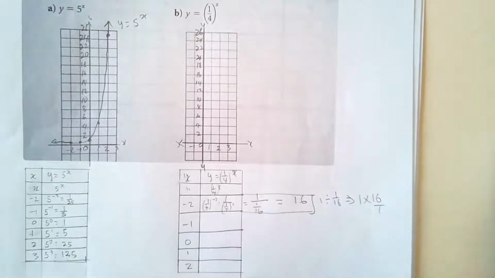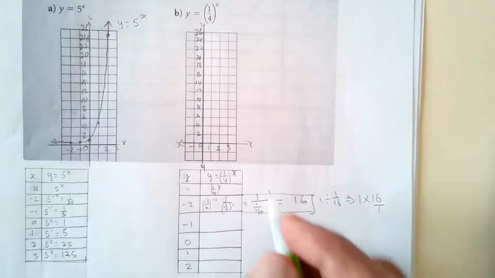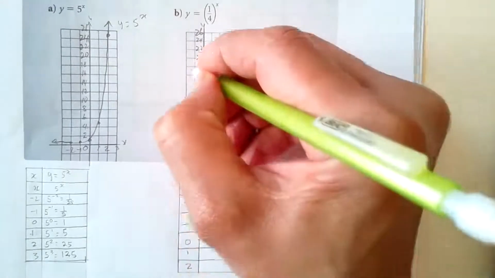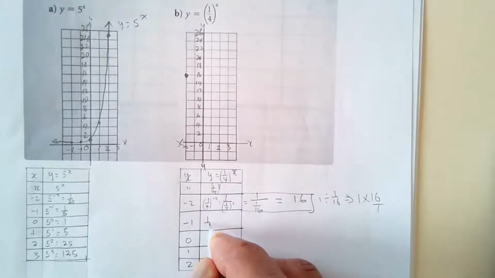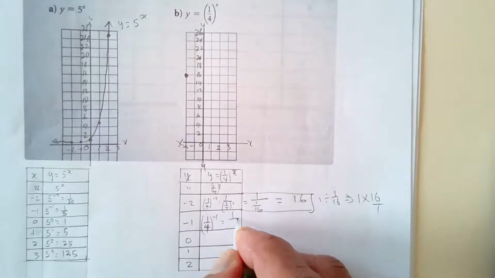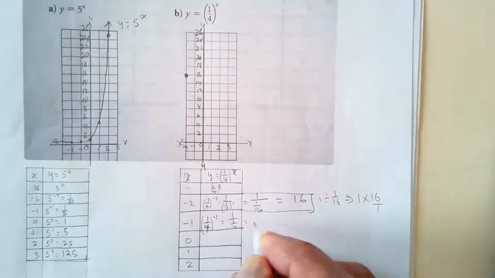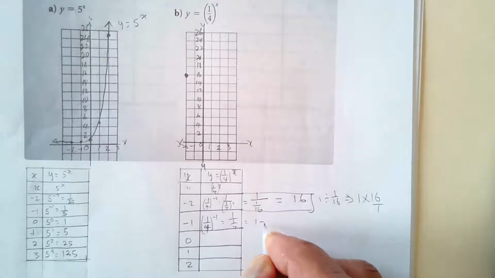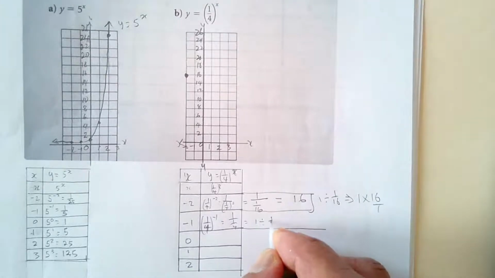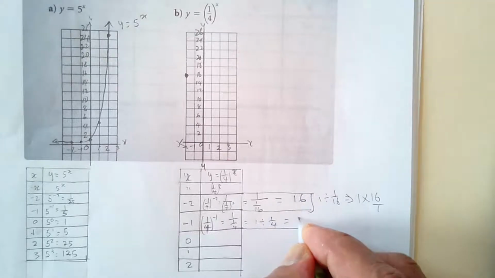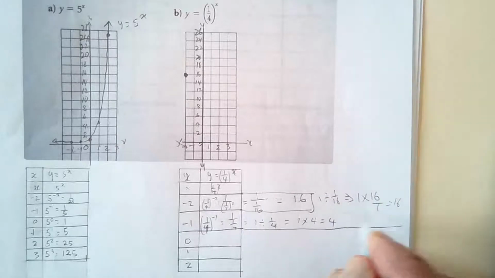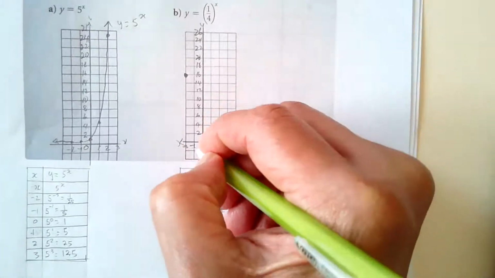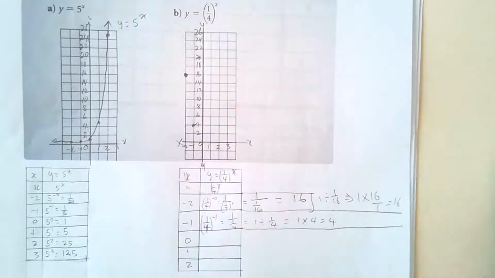Next we have, first point, negative 2, 16, which is way up here. We have 1/4 to the negative 1, which is 1 over 1/4, which is 1 divided by 1/4, which is equal to 1 multiplied by 4, which is equal to 4. So negative 1, 4.